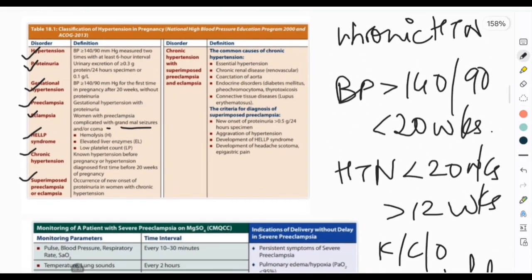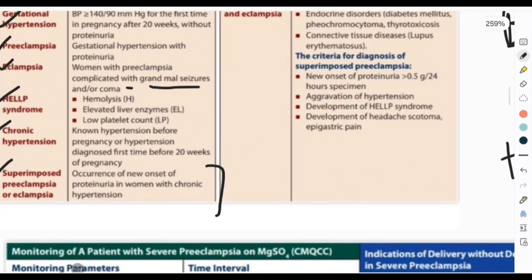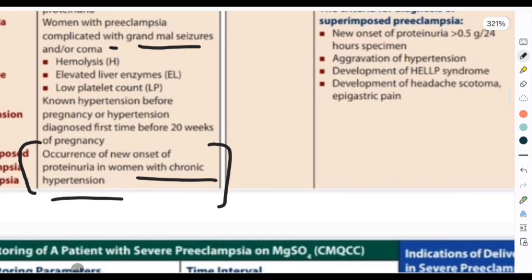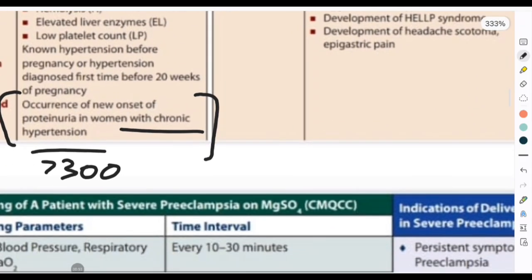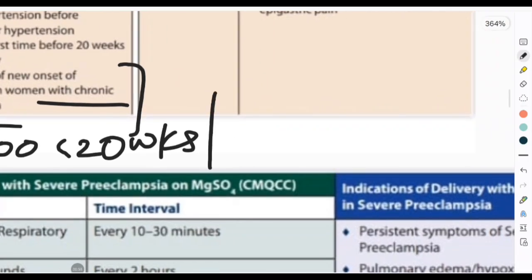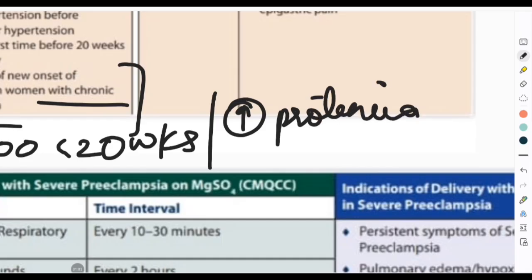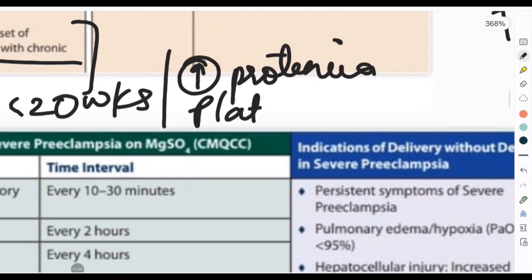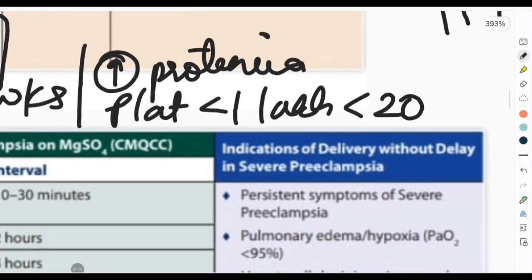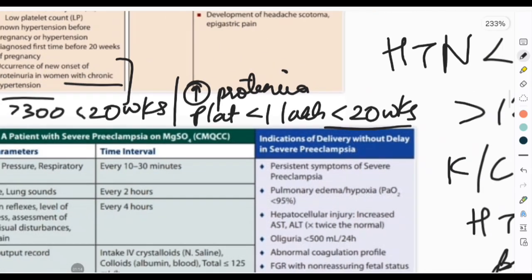Then there is something called superimposed preeclampsia, occurrence of new onset of proteinuria in women with chronic hypertension. Proteinuria more than 300 mg per 24 hours before 20 weeks. Or a sudden increase in proteinuria and platelet count less than 1 lakh. In pregnancy, less than 20 weeks.